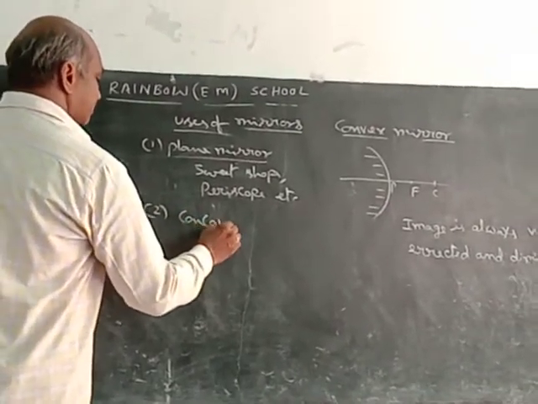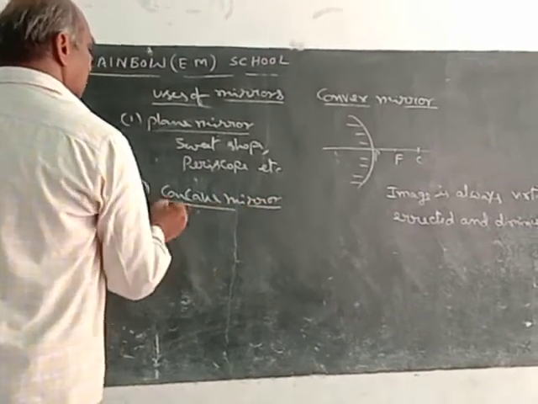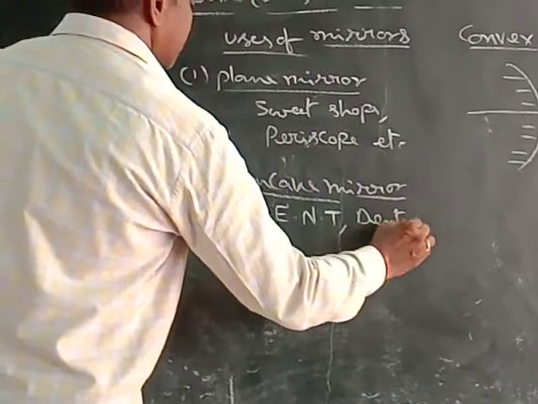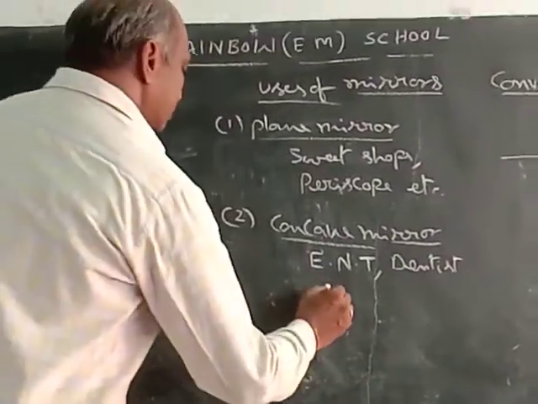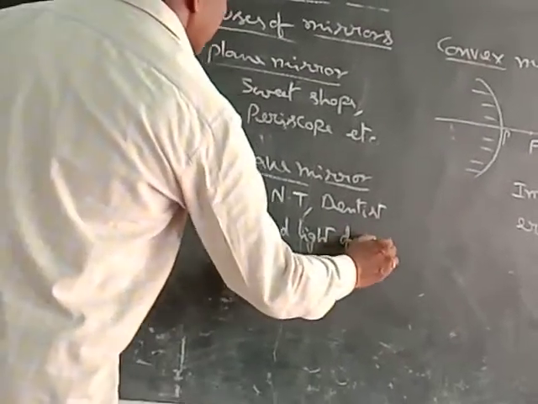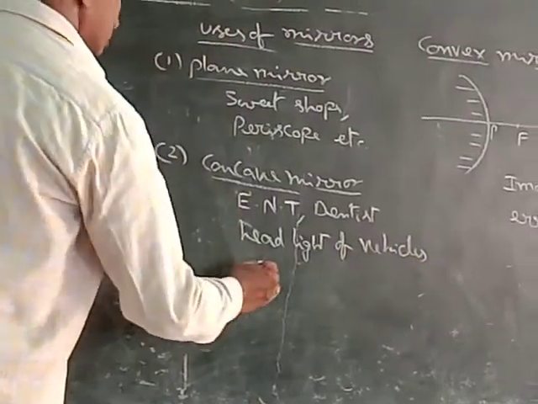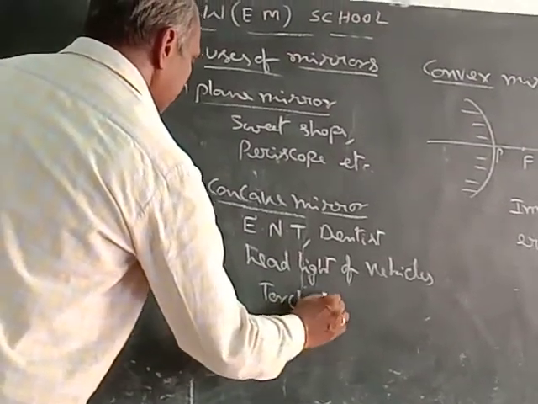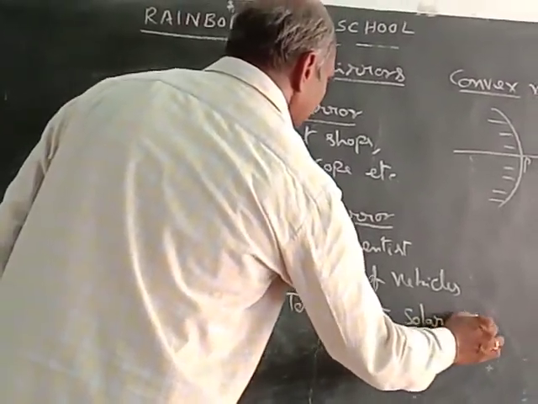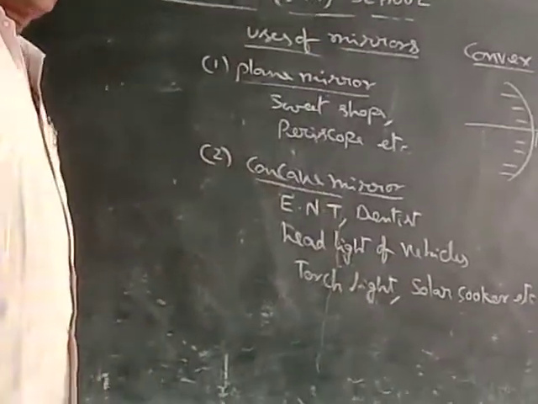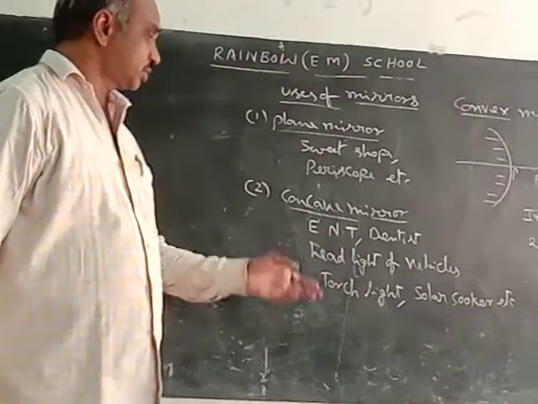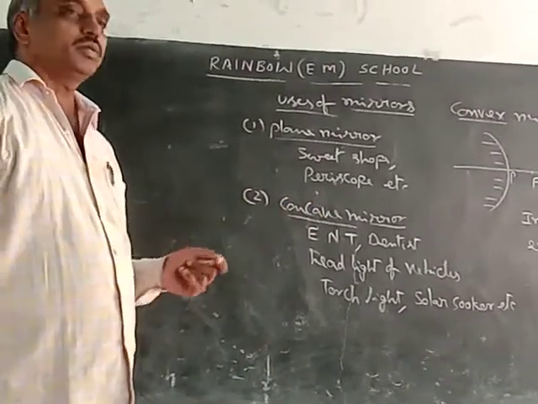Next one is the concave mirror. Concave mirror uses: ENT specialist, dentist, and headlights of vehicles, torchlight, solar cooker, etc. Concave mirrors are used in car headlights, vehicle headlights, torchlight headlights, solar cookers, by ENT specialists and dentists. These are the uses of concave mirrors.